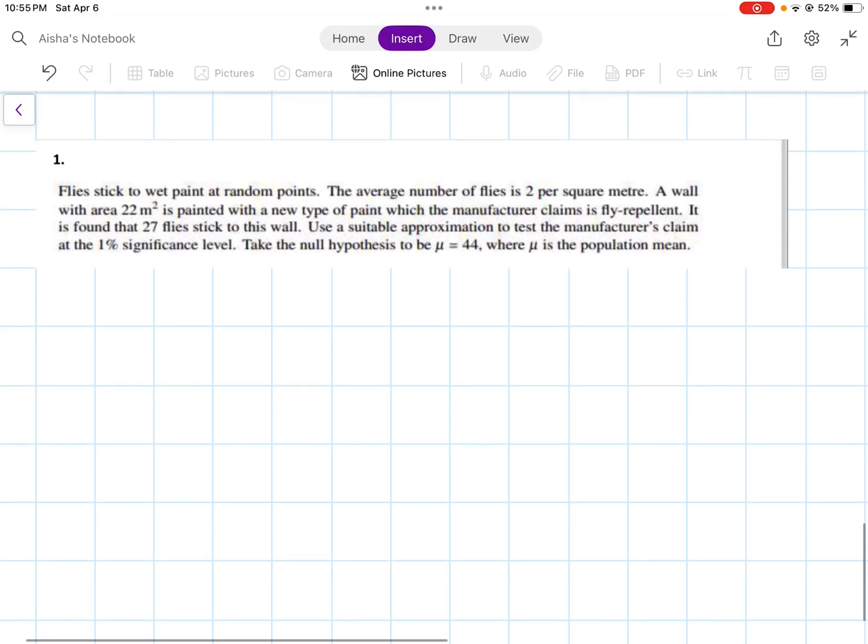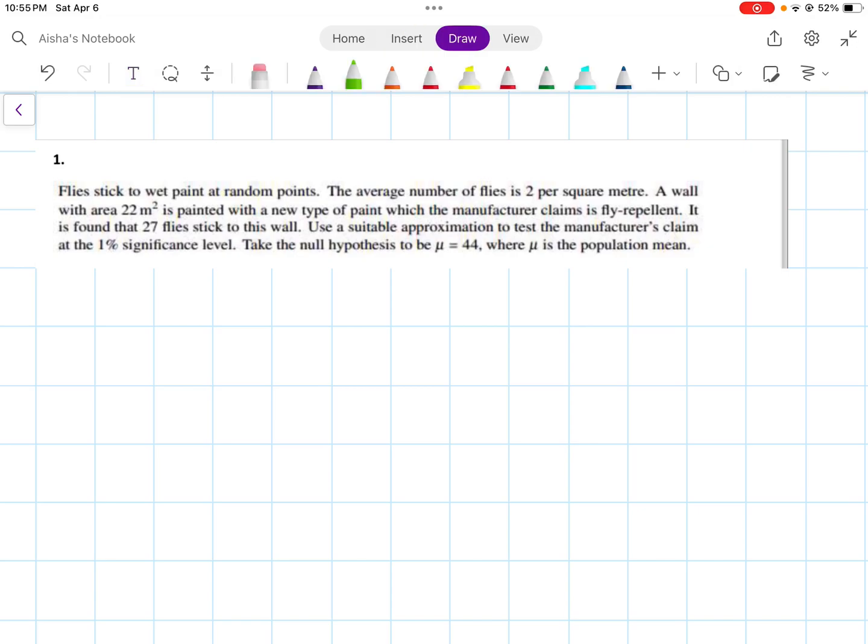Flies stick to wet paint at random points. The average number of flies is 2 per square meter. A wall with area 22 square meters is painted with a new type of paint. So this is 2 per square meter. 22 square meters means the lambda value will be 44. They are saying this is fly repellent.